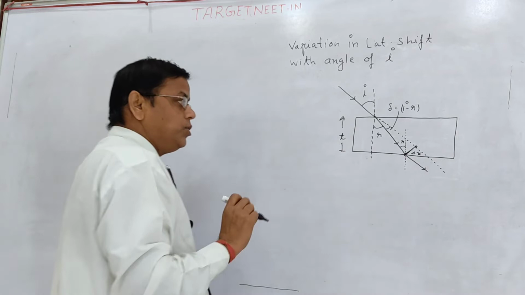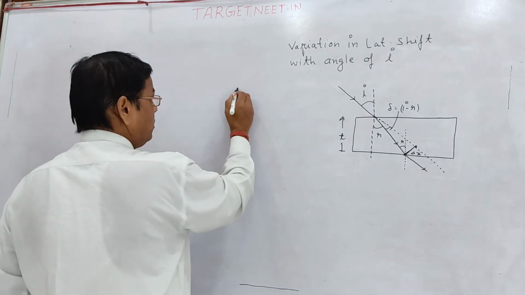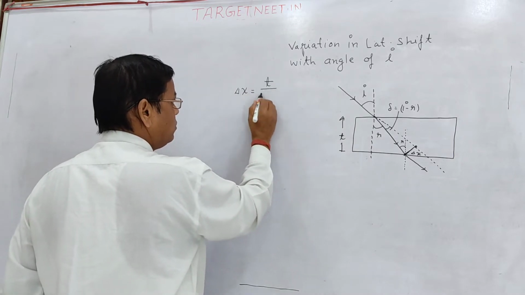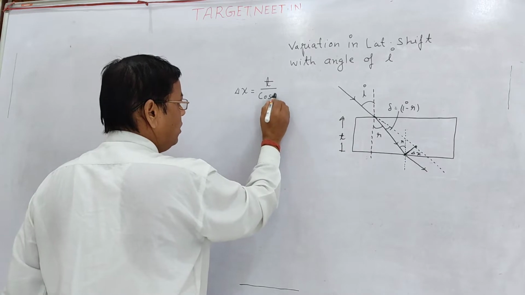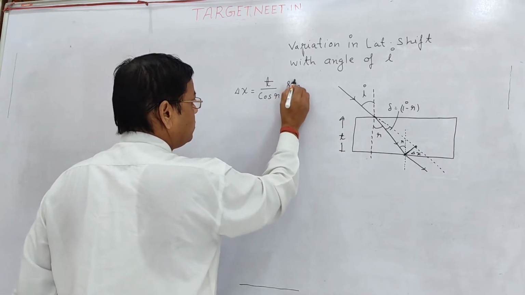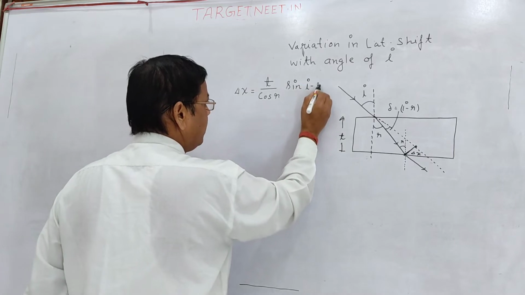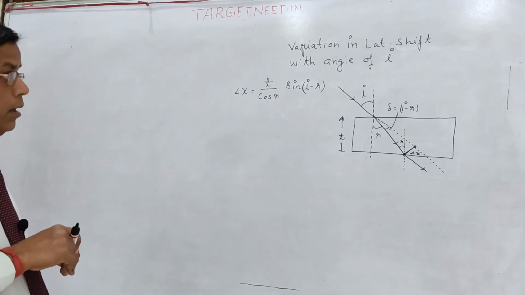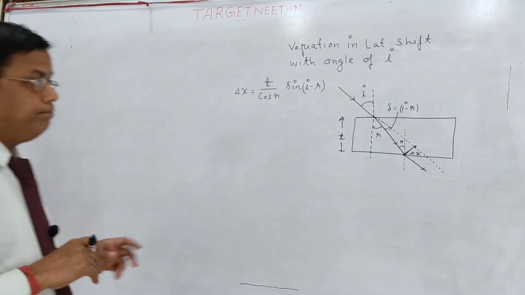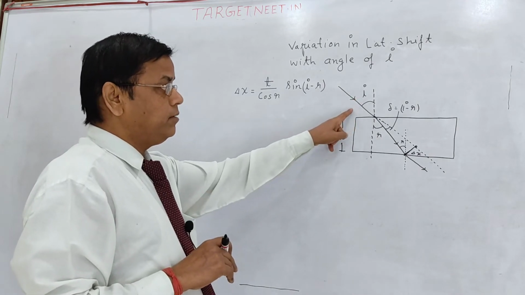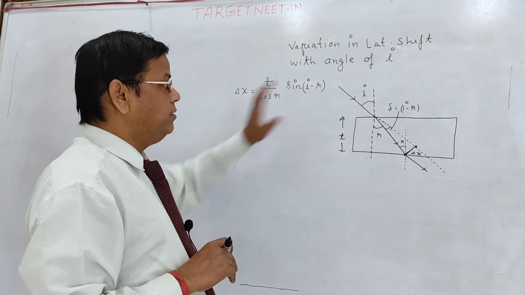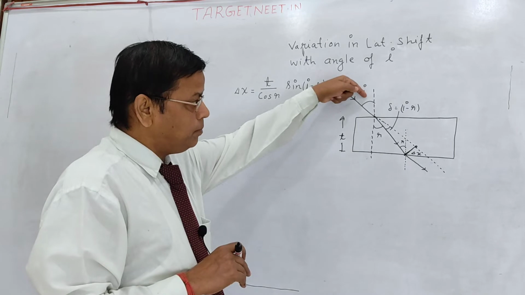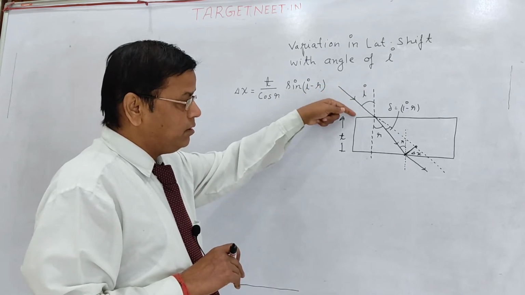This is called lateral shift, and we have derived the formula for lateral shift as delta x is equal to t upon cos r into sin(i minus r). This we already know. Now as the angle of incidence i increases, r also increases. What can be the maximum angle of incidence? That is 90 degrees, grazing incidence.